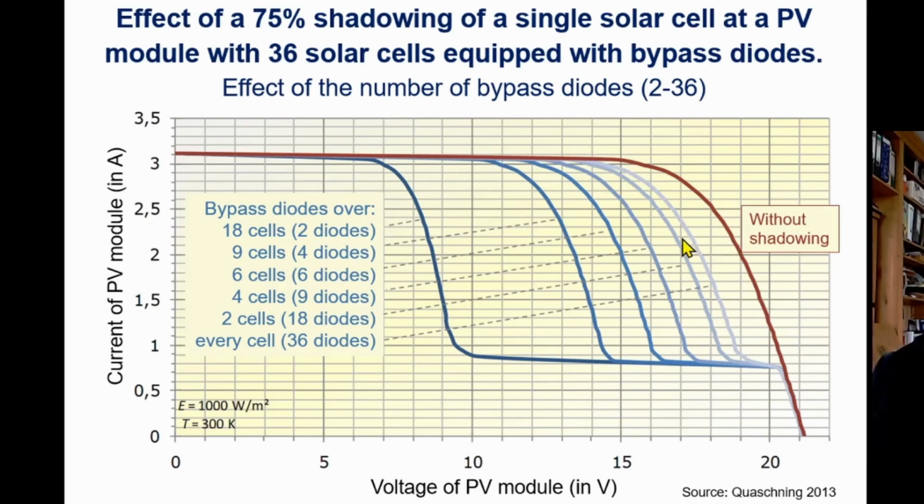This is shaded by 75%. So you see here, if we consider the currents which represent below 25% of the original current, there is no change at all to the original IV curve without shading.